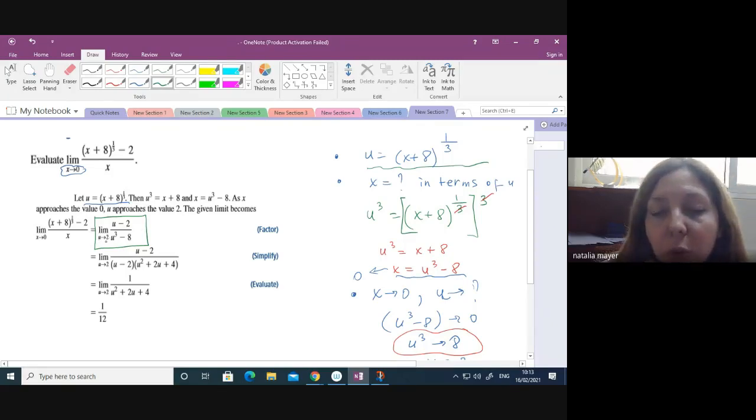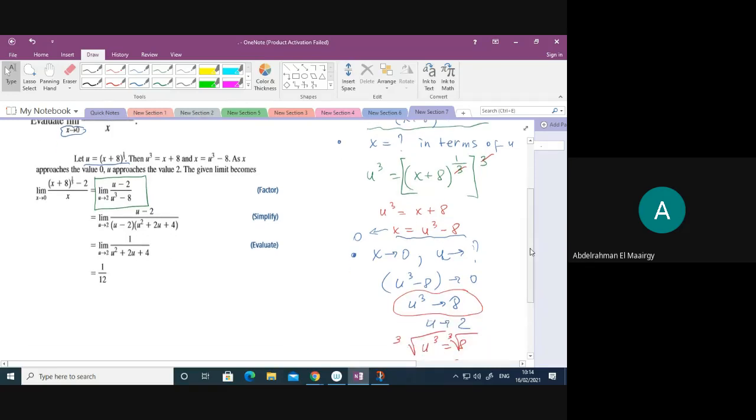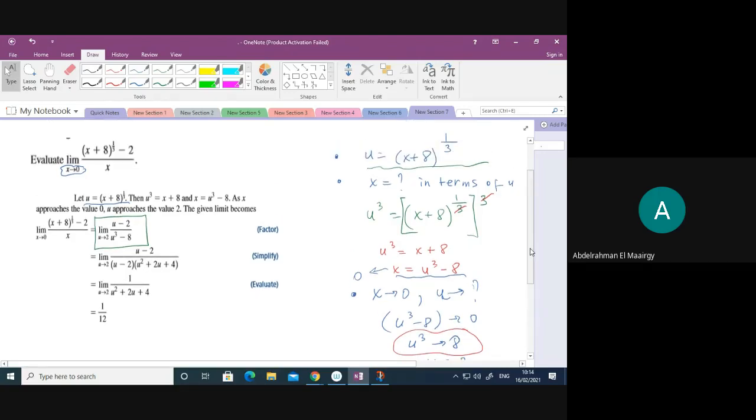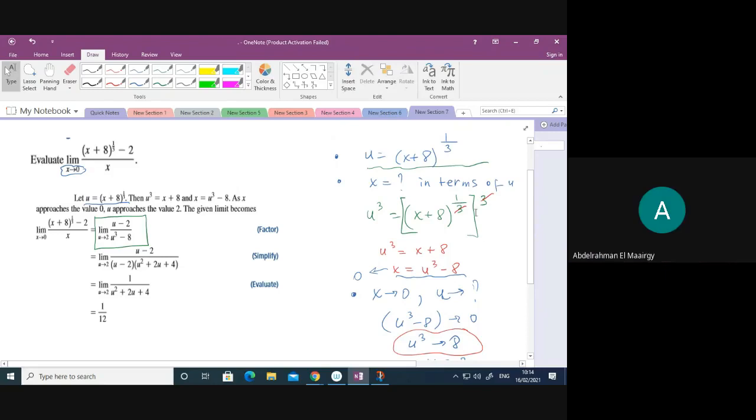Yes, Abdurrahman, the question. You forgot to take the 3 off the u cubed when you equated it to x plus 8. Like in the red part. But tell me where, which line in the solutions on the right? Which line? Okay, now I got confused.